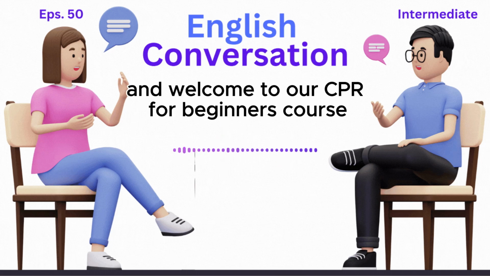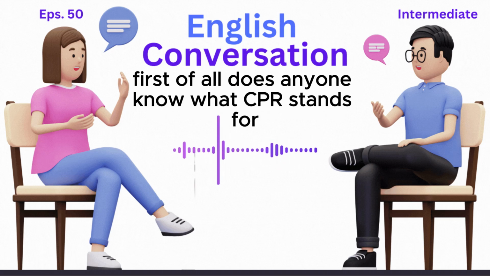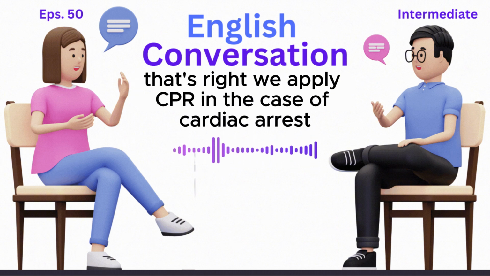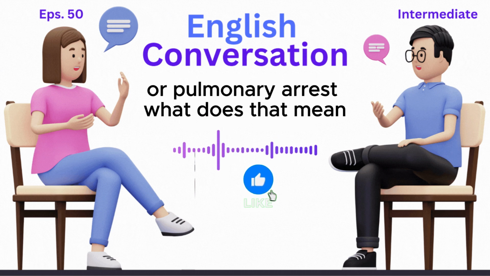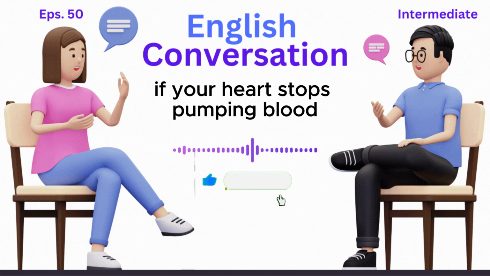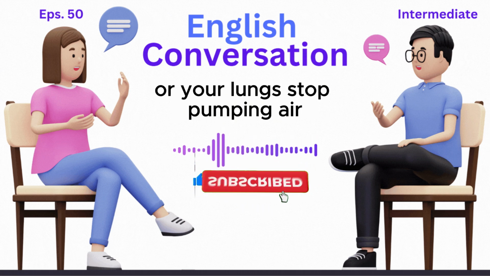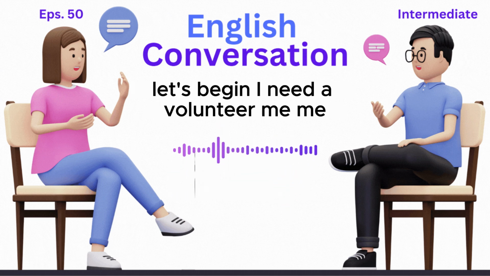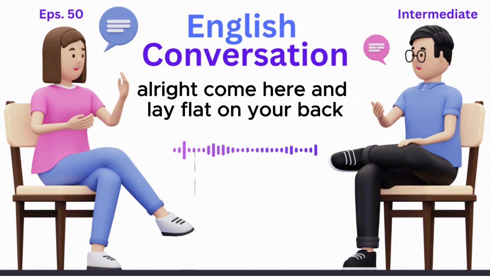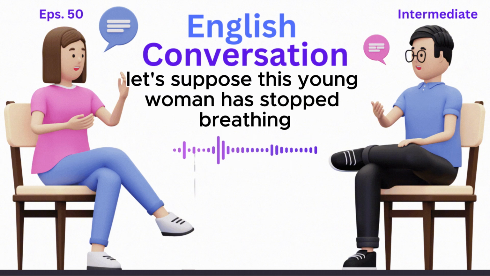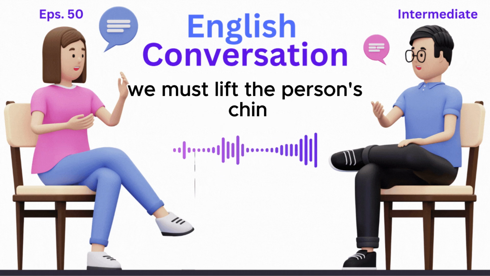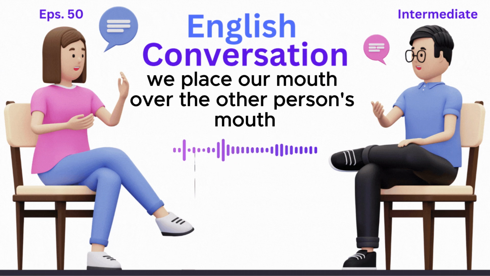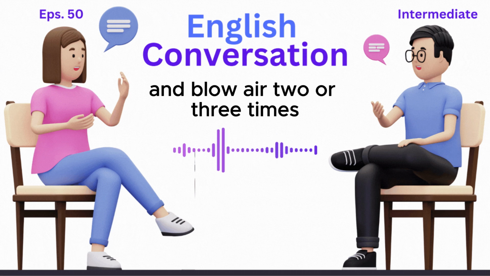Hello everyone and welcome to our CPR for Beginners course. First of all, does anyone know what CPR stands for? Cardiopulmonary resuscitation. That's right. We apply CPR in the case of cardiac arrest or pulmonary arrest. What does that mean? Well, basically, if your heart stops pumping blood or your lungs stop pumping air, then we need to get them going again. That's when we have to apply this procedure. Let's begin. I need a volunteer. Me. All right, come here and lay flat on your back. Let's suppose this young woman has stopped breathing. We must lift the person's chin so that we clear a pathway for air to get into the lungs. Then, we place our mouth over the other person's mouth and blow air 2 or 3 times, like this.